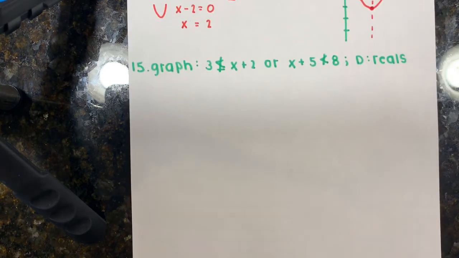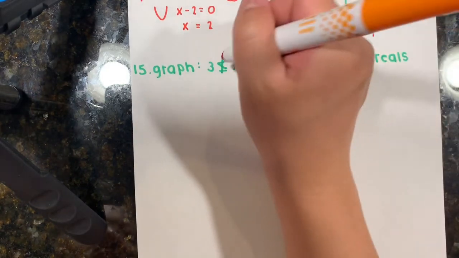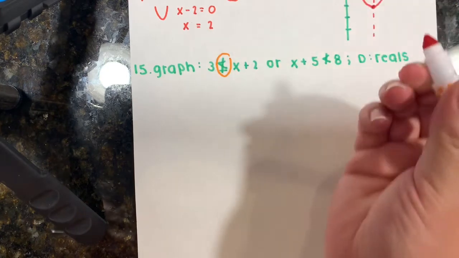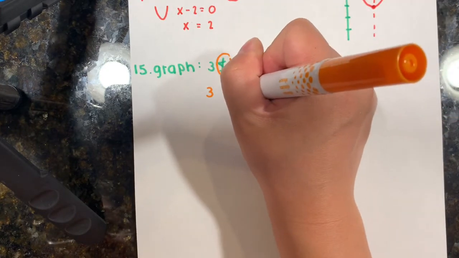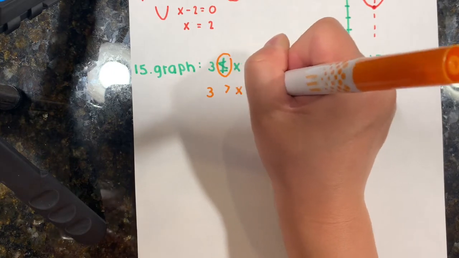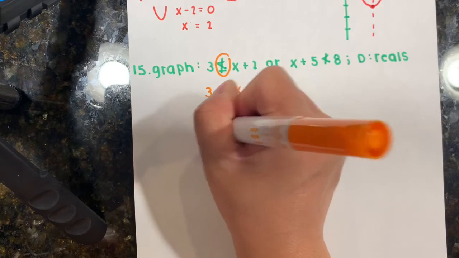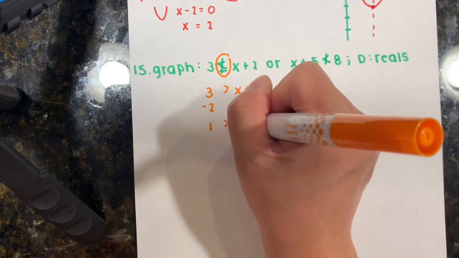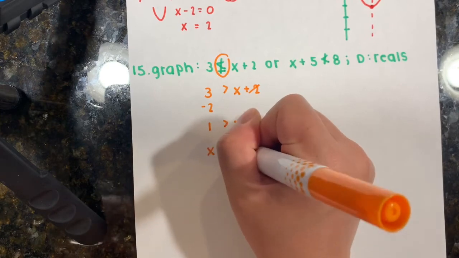Now what we're going to do for number 15 is I'm going to start with this inequality. When there's a slash through it, I need to flip it and take away the equal sign. So that means 3 is going to be greater than x plus 2. Move the 2 to the other side. 1 is greater than x. I am going to flip that. So that would be x is less than 1.